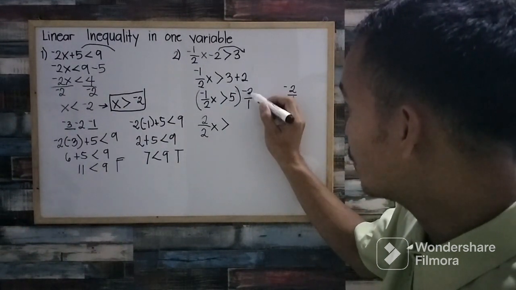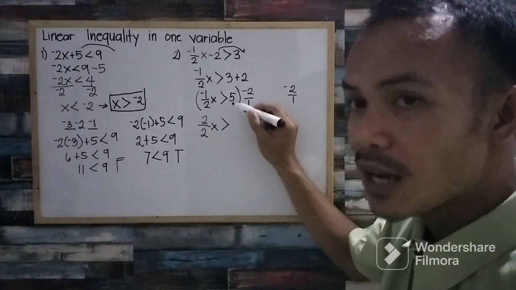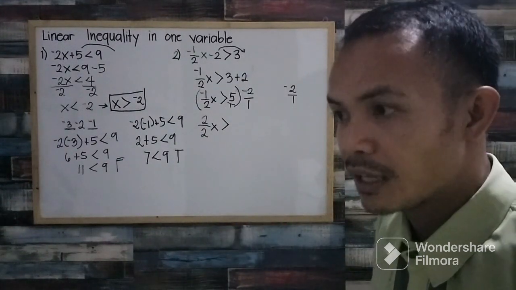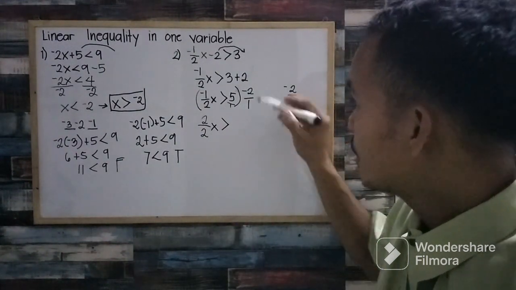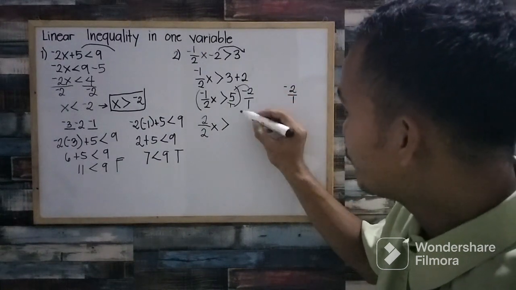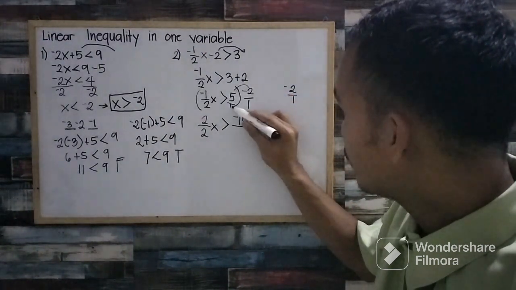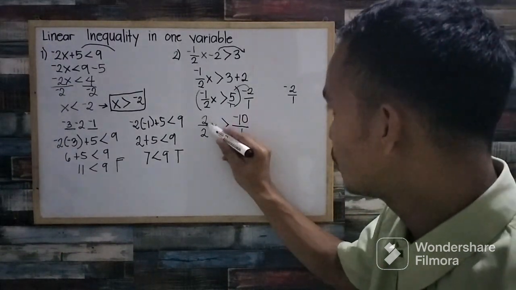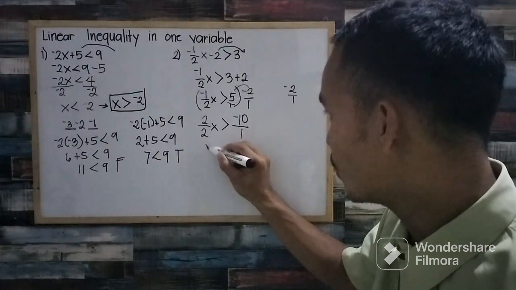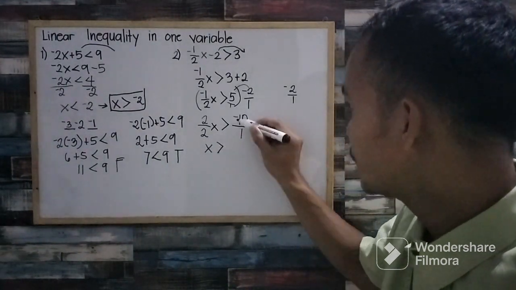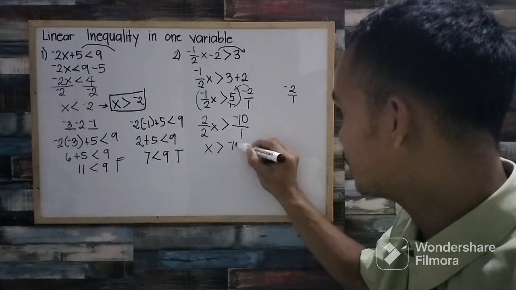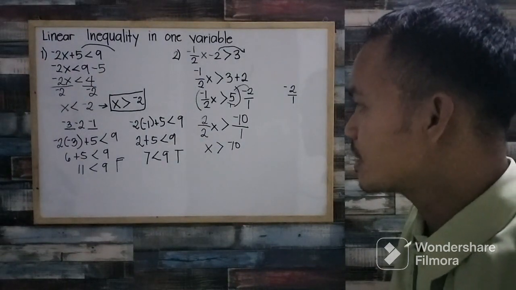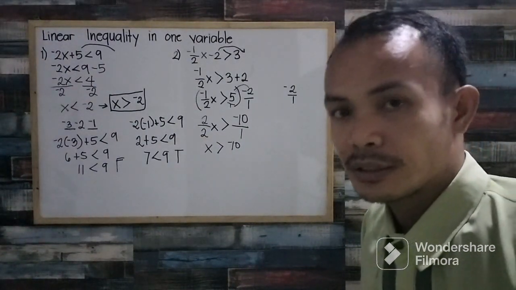I-multiply mo naman yung 5 doon sa negative 2 over 1. Since 5 is a whole number, so you can put 1 there, diba? So that you can multiply the numerators and the denominators. So, multiply negative 2 times 5, that is negative 10. 1 times 1, that is 1. Okay? So, or 2 divided by 2, so that is 1, or just x is greater than negative 10 divided by 1 is negative 10. Okay? So, yung possible solution natin dito is x is greater than negative 10.